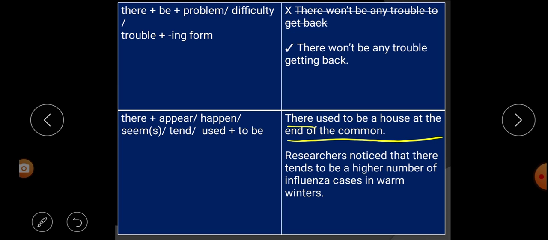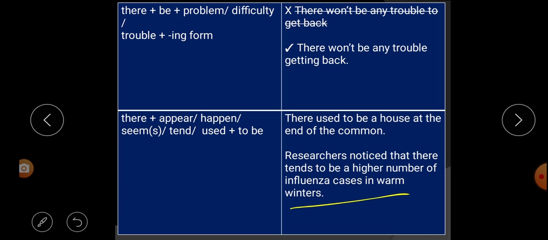Next, the word used to. Understood? Then to be. So according to the rule, there plus used, then to be. The sentence is completed now. There used to be a house at the end of the common.